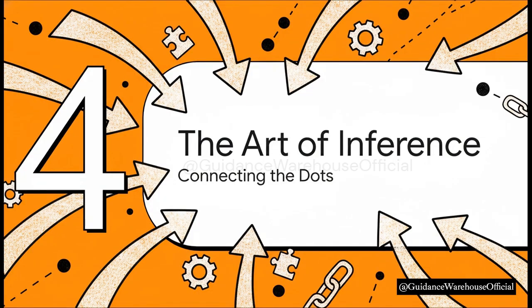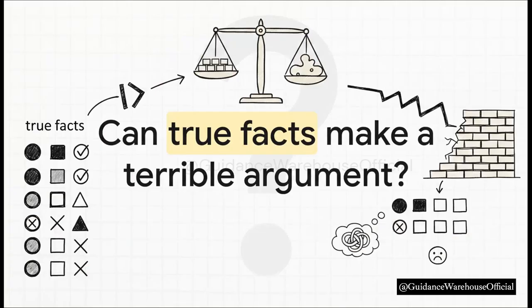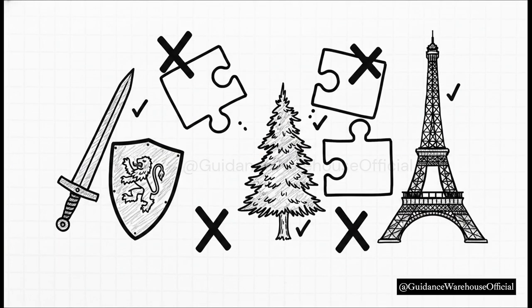Section 4. The art of inference. I want you to pause for a second and just guess. Is it actually possible for an argument to be built entirely out of 100% true facts, yet still be an absolutely terrible argument? Think about this specific setup. The Battle of Hastings was indeed in 1066. Tamaracks are absolutely deciduous conifers, and yes, Paris is without a doubt the capital of France. Every single premise there is a rock-solid, empirically true fact.